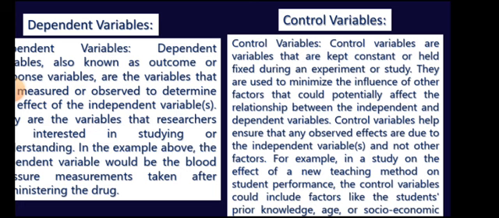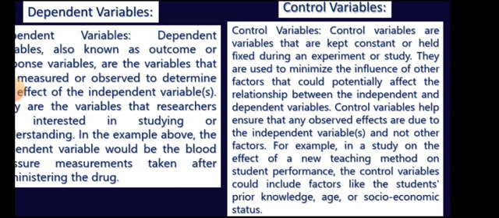For example, in a study of the effect of a new teaching method on student performance, control variables could be factors like students' prior knowledge, age, and socioeconomic status. Now, it's necessary for us to really understand that if you're doing any experiment, you must have a control variable. You must have what we might describe as a control group, which you will use to monitor the effect of what you are doing to your variables.